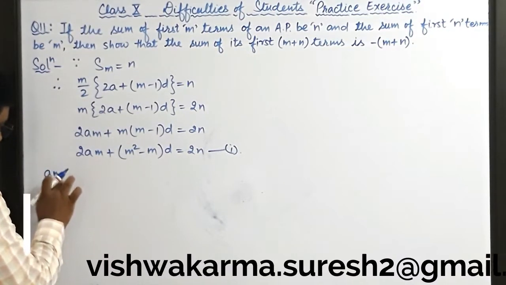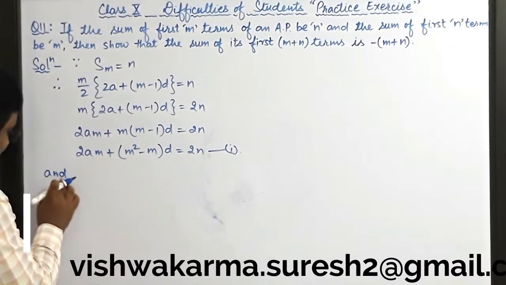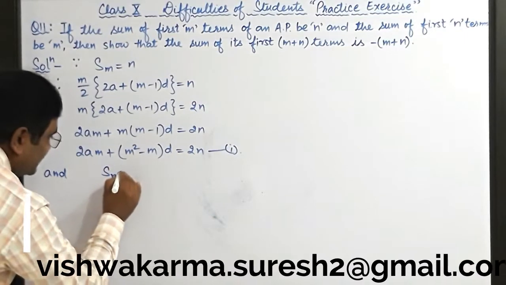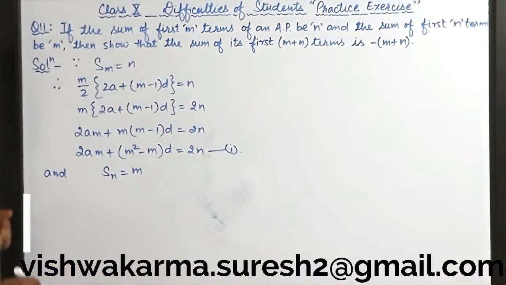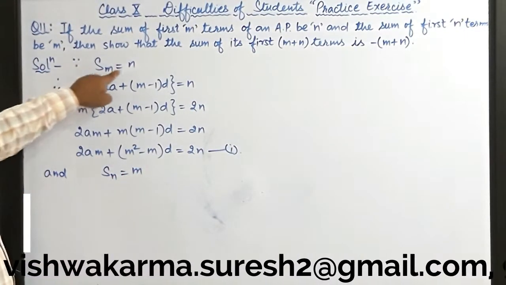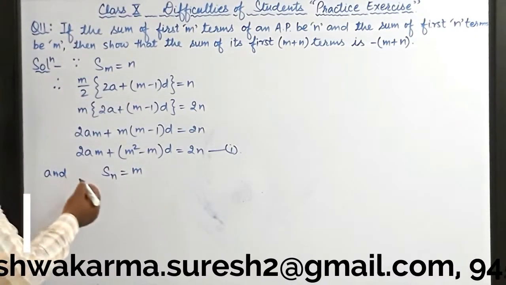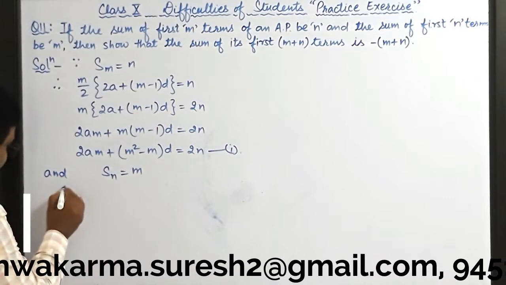And what is given? Sm is equals to n, and here Sn is equals to m. चलो, now substitute the value of Sn by the formula.